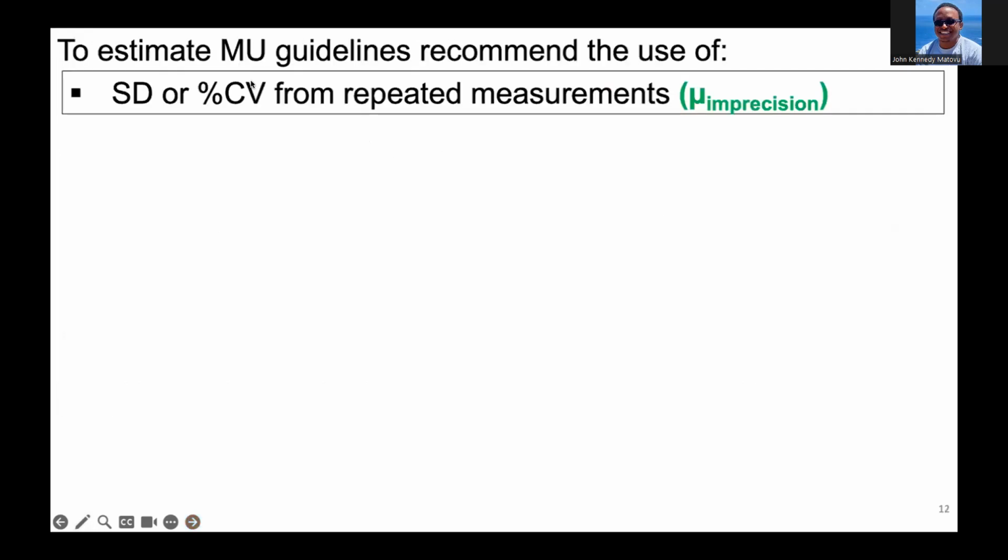Okay, so now let's go on to look at, my apologies, my control bar is getting in the way, but let's look at how to estimate MU. Guidelines recommend the use of SD or your percentage CV, which is really looking at your imprecision, right? So we're looking at SD values, the imprecision of your method.